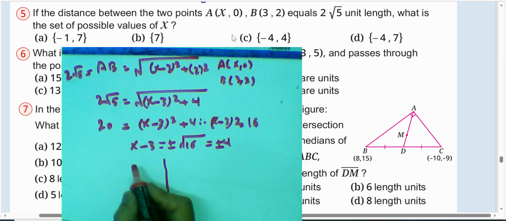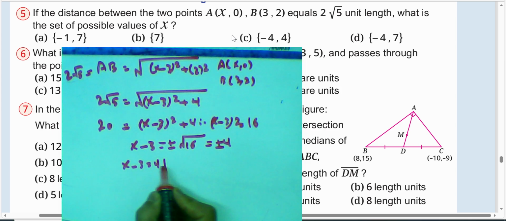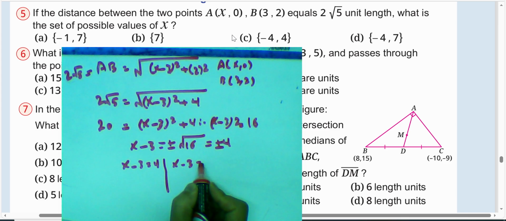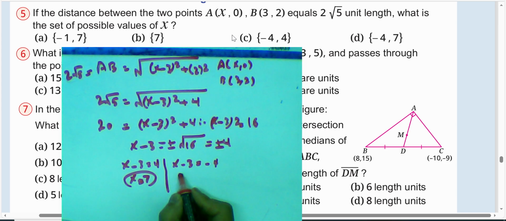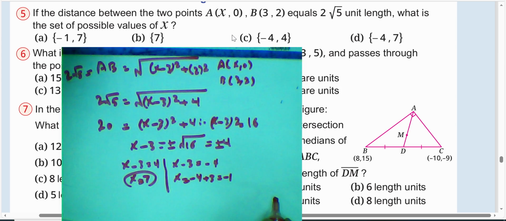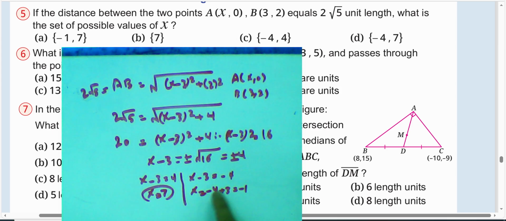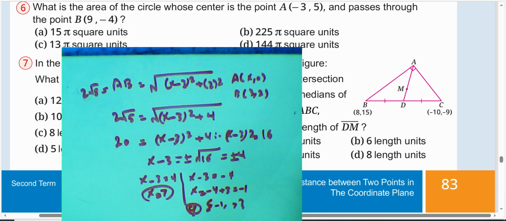So we have two solutions. x minus 3 equals 4, or x minus 3 equals negative 4. Then x equals 7, and x equals negative 4 plus 3, which is negative 1. The value of x will be 7 or negative 1. Then the solution here will be negative 1 and 7. The answer will be letter A. Choose letter A. Next question.